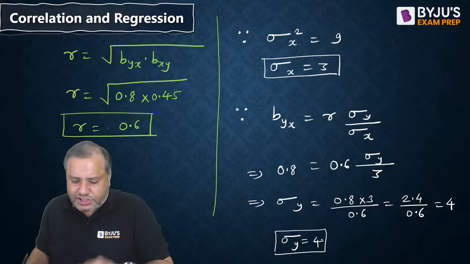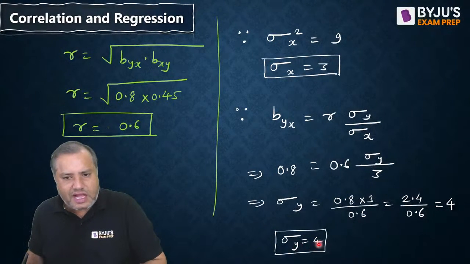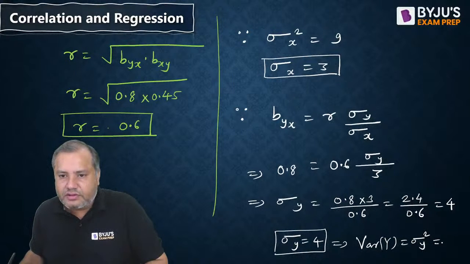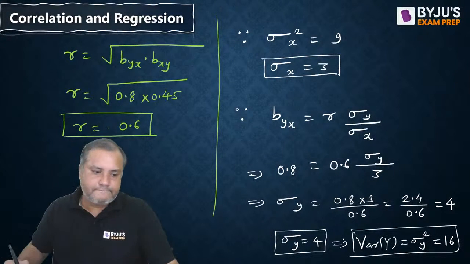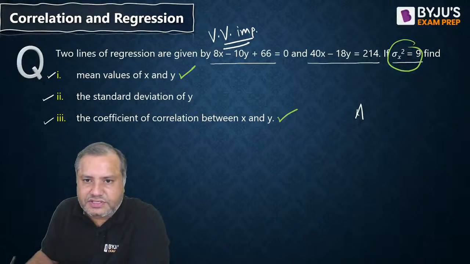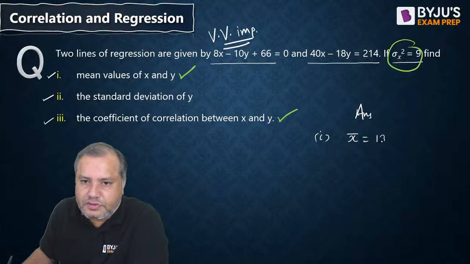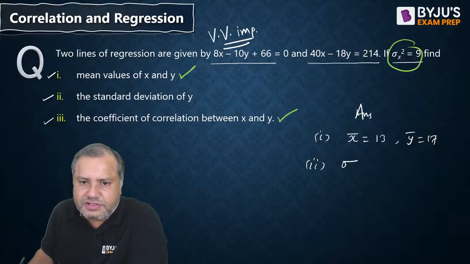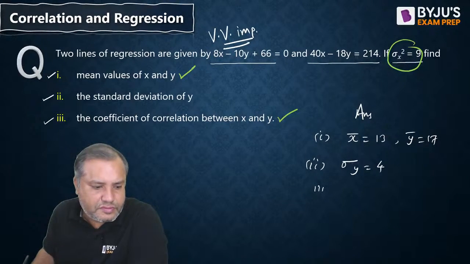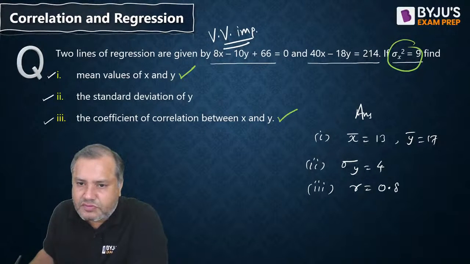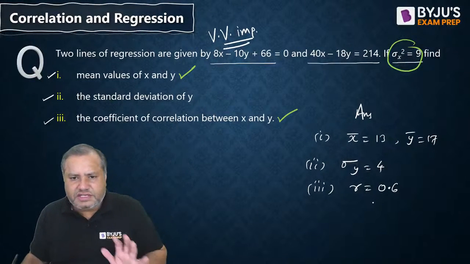Sigma y is 4. If they ask you the standard deviation of y, then the answer is 4. If they ask you the variance of y, then the answer is sigma y square, that is 16. So the answers: x bar is 13, y bar is 17, standard deviation of y, sigma y, is 4, and the coefficient of correlation between x and y is 0.6. What kind of correlation is it? Just positive correlation.